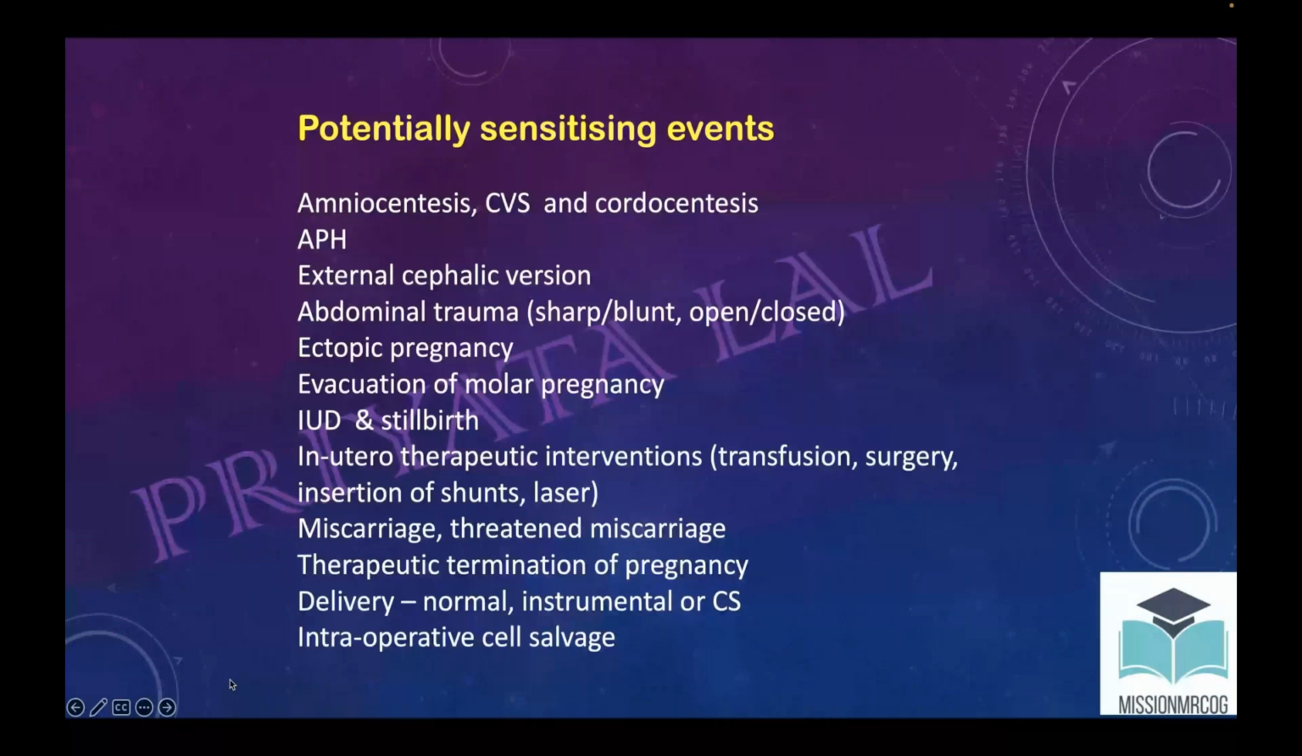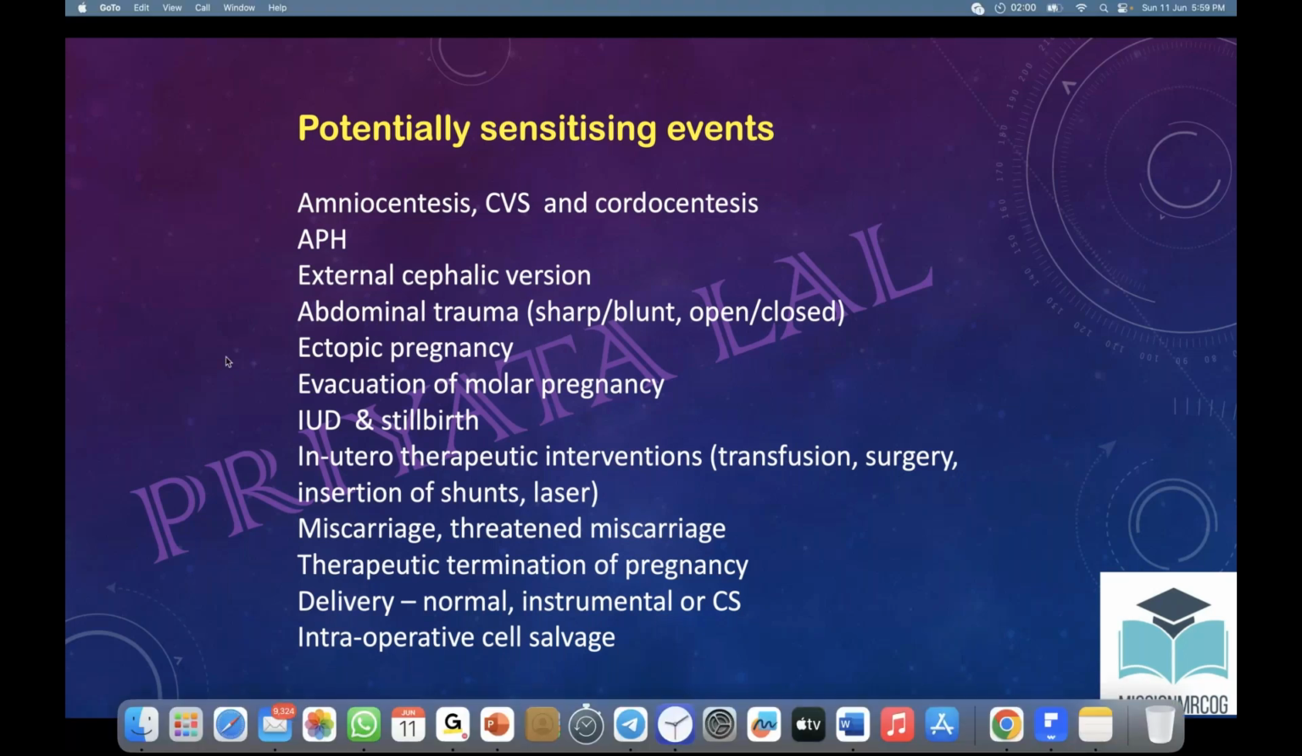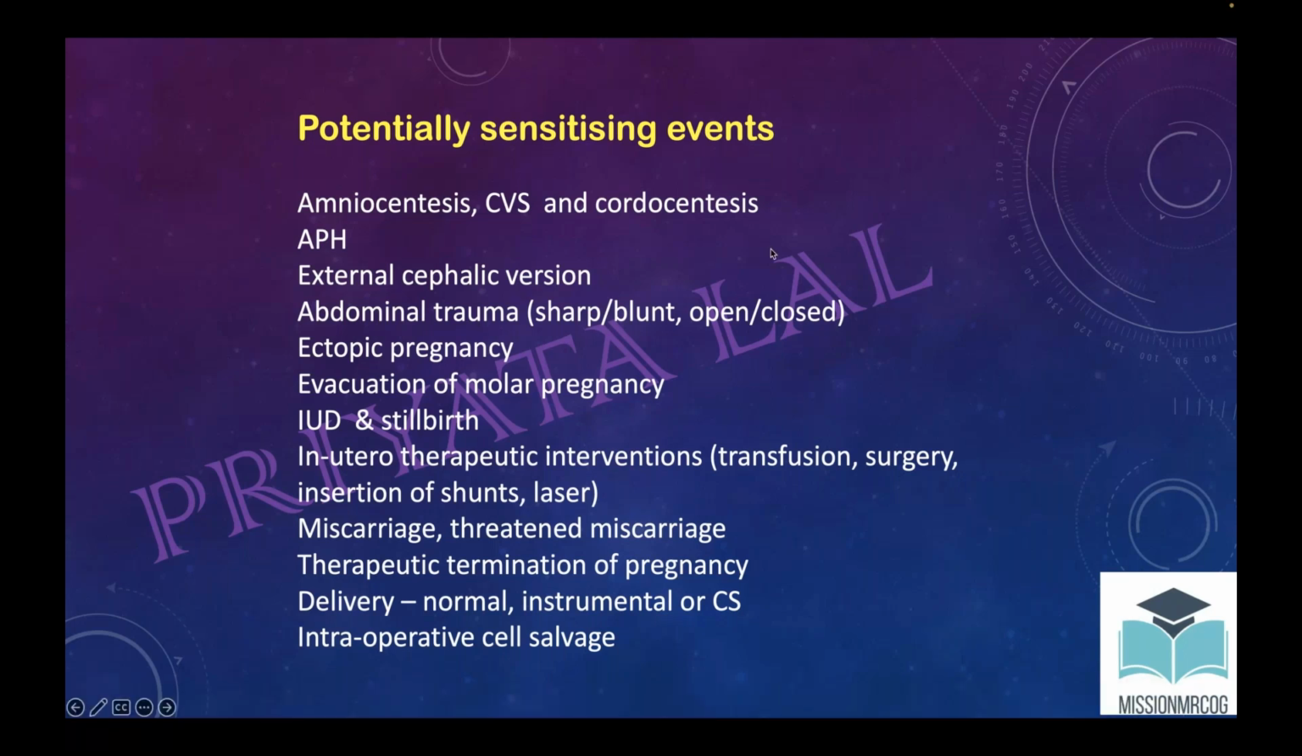We have to identify, usually, if the mother is RH negative, meaning she has a negative blood group, then in that particular situation we have to give the mother prophylaxis if potentially sensitizing events are there. So these are the potentially sensitizing events.